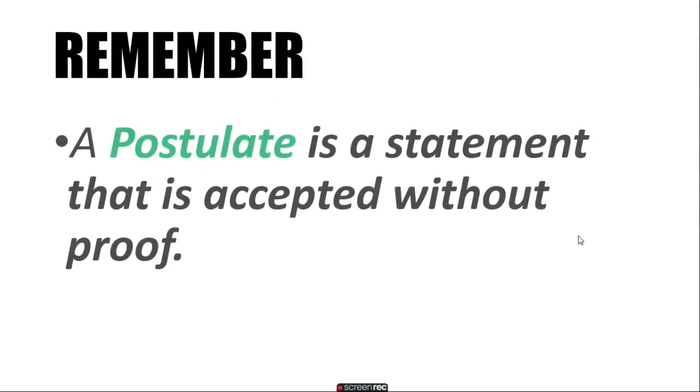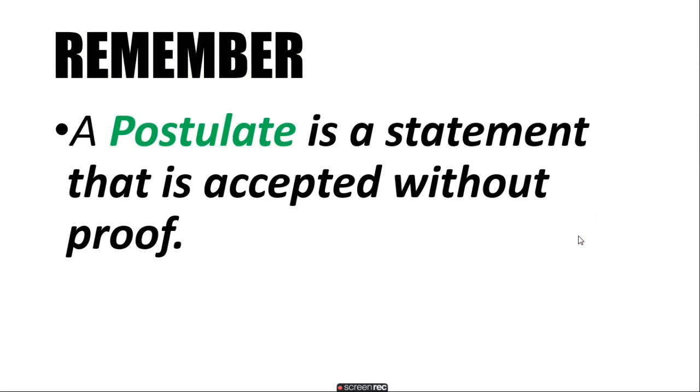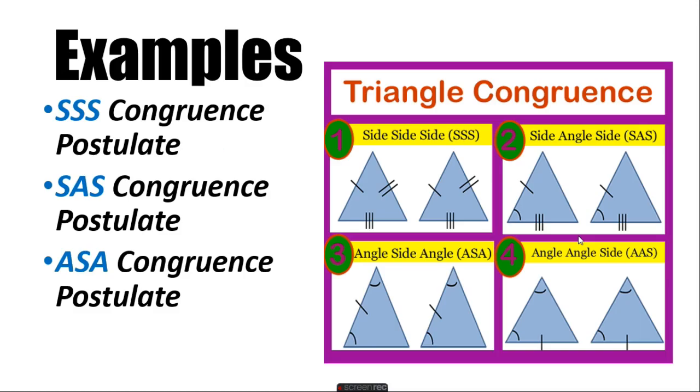Now remember, a postulate is a statement that is accepted without a proof. Meaning to say it's already a general statement that is accepted even if you don't prove it further. So what are some examples of postulates? We have the SSS congruence postulate. These are actually the triangle congruence postulates. These are used to prove triangle congruence, but we're going to talk about this more during triangle congruence.